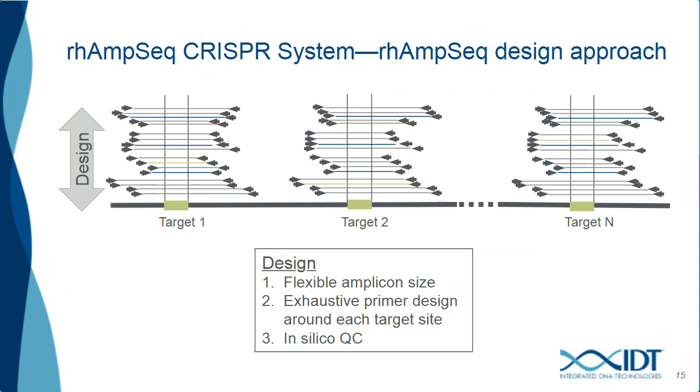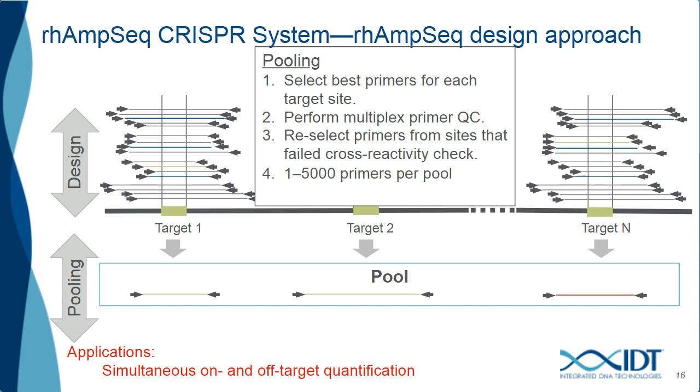After submission, under the hood, this tool is taking all of the guide targets that are provided and performing an exhaustive primer design around each target site. After this, an in silico primer QC step is performed that helps to rank the efficiency of the different assays. The selected decision to pool or not pool designed assays then influences the sequential steps. For applications such as simultaneous evaluation of on- and off-target editing, it is desirable to pool as many compatible assays as possible into a single primer pool for workflow simplicity.